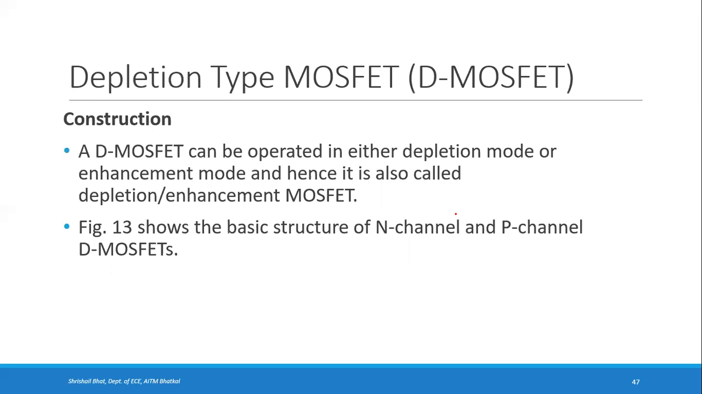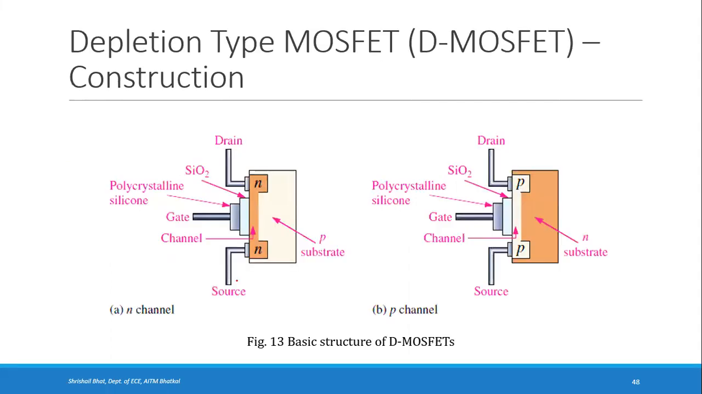Next, you have another type of MOSFET, that is depletion type MOSFET. In depletion type MOSFET, we have said that it operates in both the modes. That is, it can either operate in depletion mode or in enhancement mode. So we also call it depletion enhancement MOSFET sometimes. Okay, so this is a structure of an N channel D-MOSFET, and this is a structure of a P channel D-MOSFET. What you observe is there is a channel already.